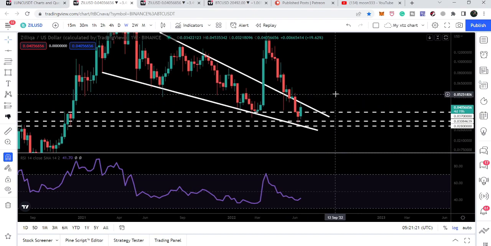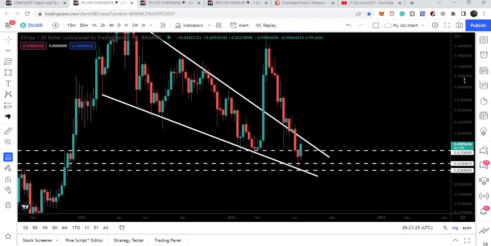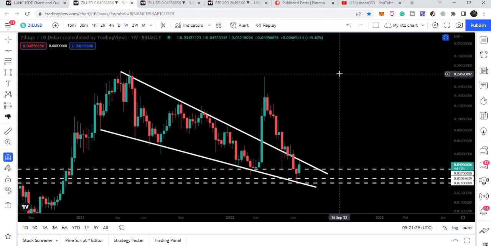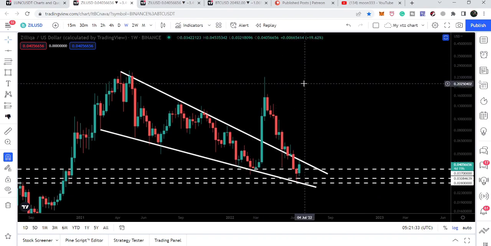Therefore, the probability is very high of breaking out this resistance of the wedge. And after breaking out the resistance of the wedge, our target will be here at the top of the wedge from where we are rejected. That is 23 cents. So this was the update so far.